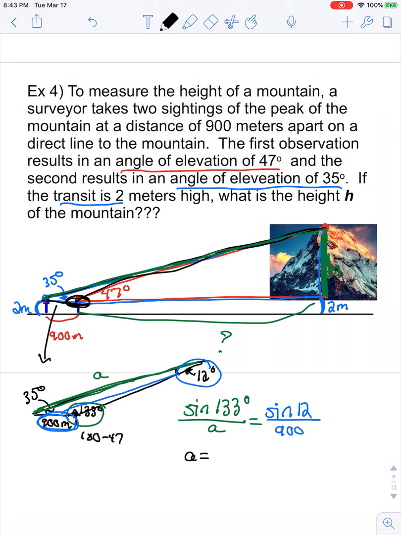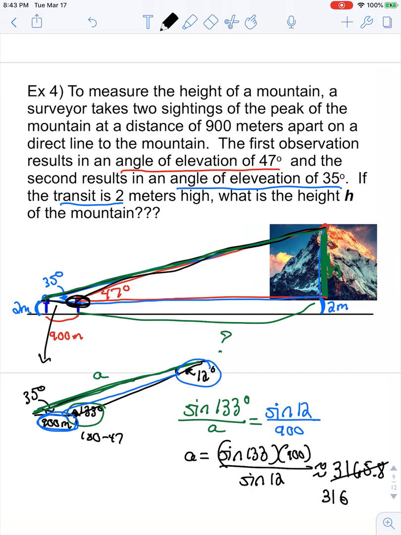So to solve for A, I will get the sine of 133 degrees times that 900 divided by the sine of 12. That's just my cross multiplying. And sine of 133 times 900 divided by sine of 12. That's going to give me about 3,165.8. Let's round that up to 3,166, just since we have a lot more steps to do.